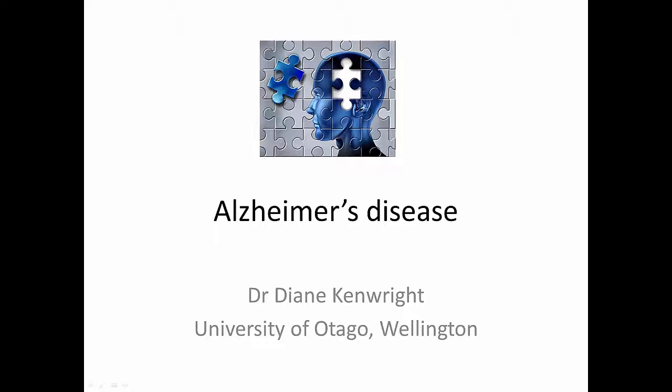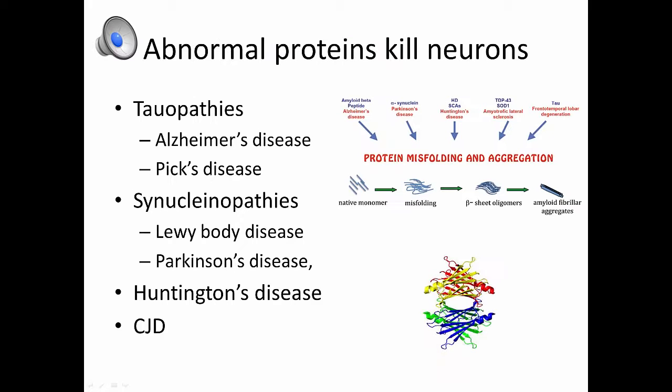Alzheimer's disease is becoming more common as our population ages. Before we begin to think specifically about Alzheimer's disease, let's think about neurodegenerative diseases in general. They can be classified according to the abnormal proteins that accumulate in their cells or the other specific pathological abnormalities.